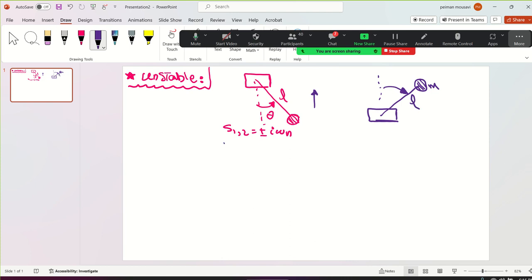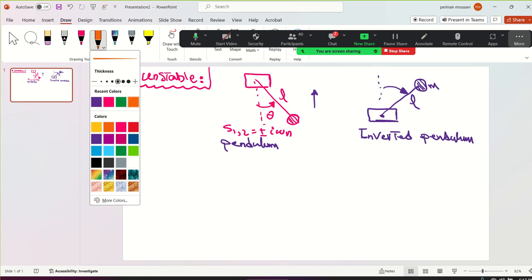This is the pendulum problem. This is the inverted pendulum problem. These are technical names. Inverted pendulum problem. I'm skipping how I derive it because I memorized it after being a professor for more than 12 years, okay? And this is my field of research.